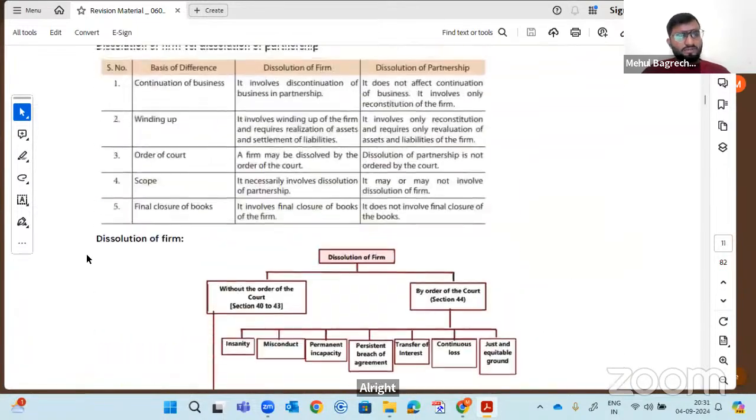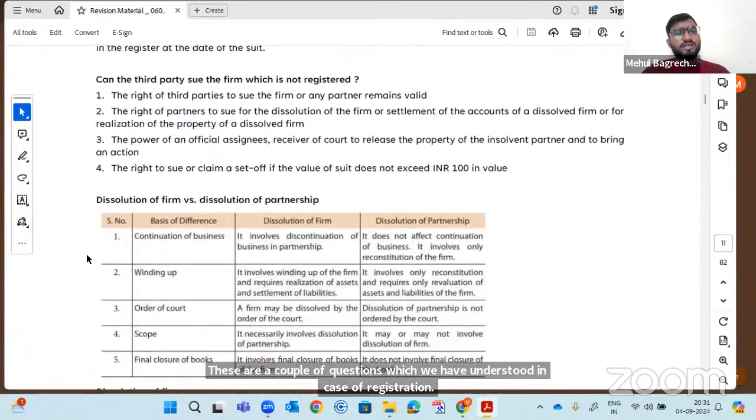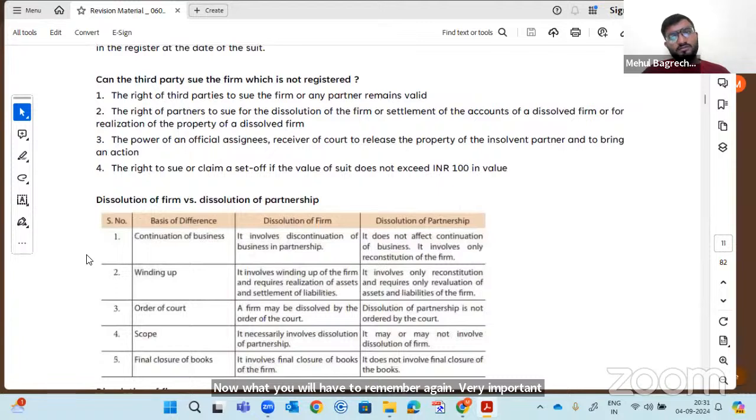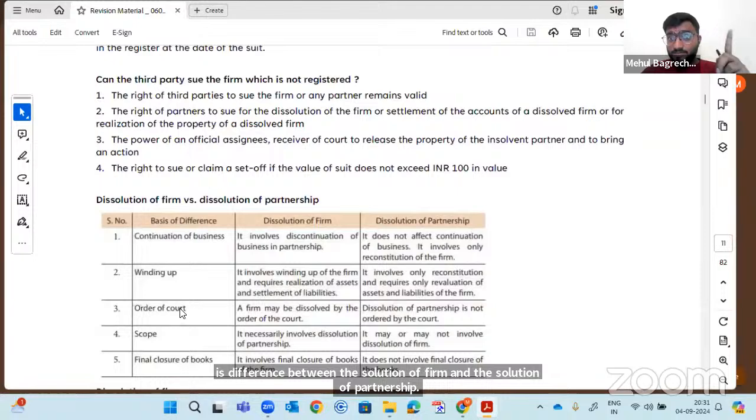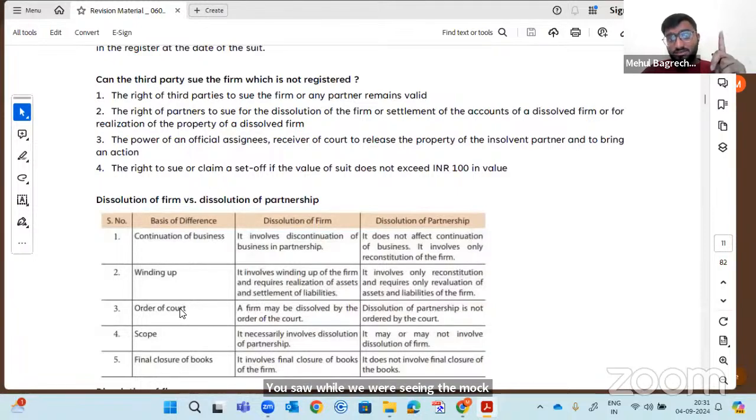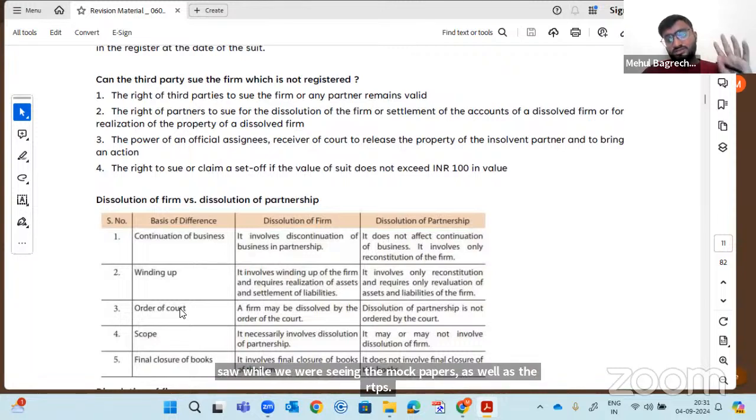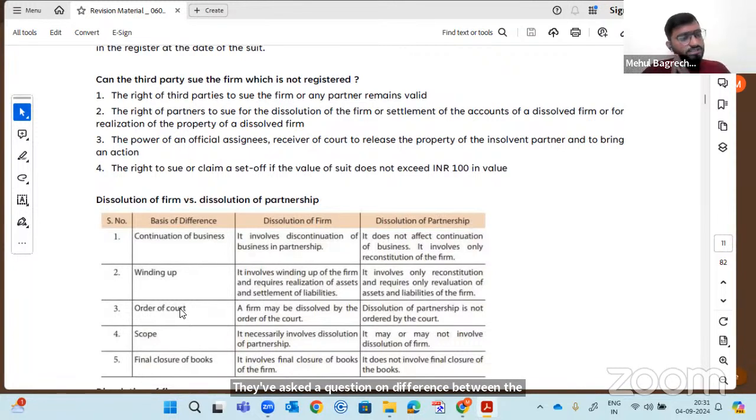Now, what you will have to remember, again very important, is the difference between dissolution of firm and dissolution of partnership. You saw while we were going through the mock papers as well as the RTPs, they've asked a question on the difference between dissolution of firm and dissolution of partnership. Please don't expect the entire 100 marker paper to be a bouncer. They will ask these kinds of simple questions. Now, where is your smartness? Your smartness is in getting full marks for these kinds of simple questions at least.